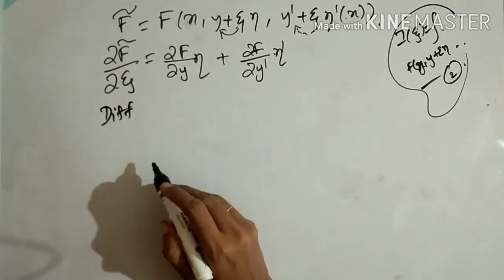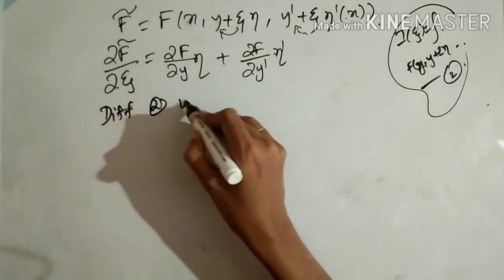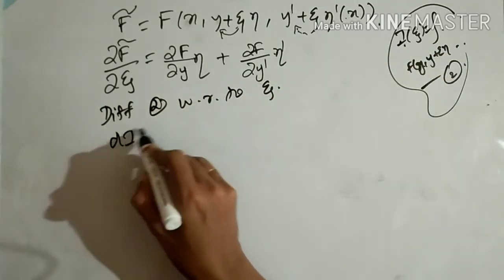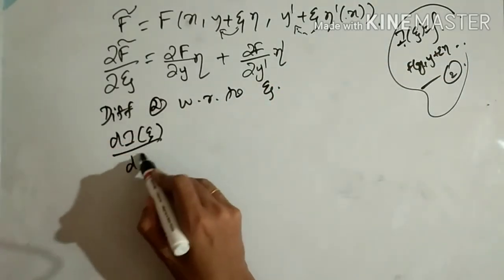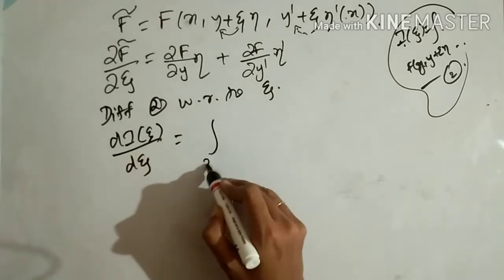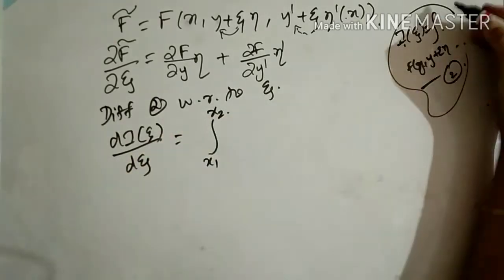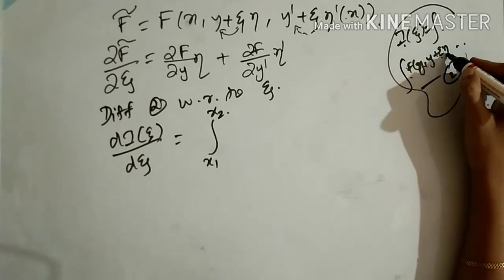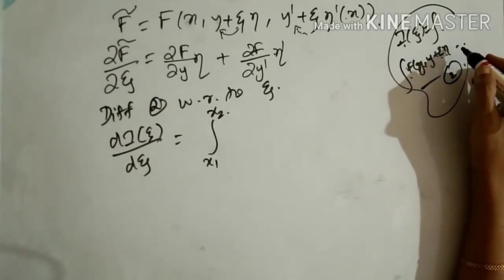So differentiating equation 2 with respect to psi, dI(psi)/d psi is equal to the integral from x1 to x2 of f(x, y plus psi eta, y' plus psi eta').